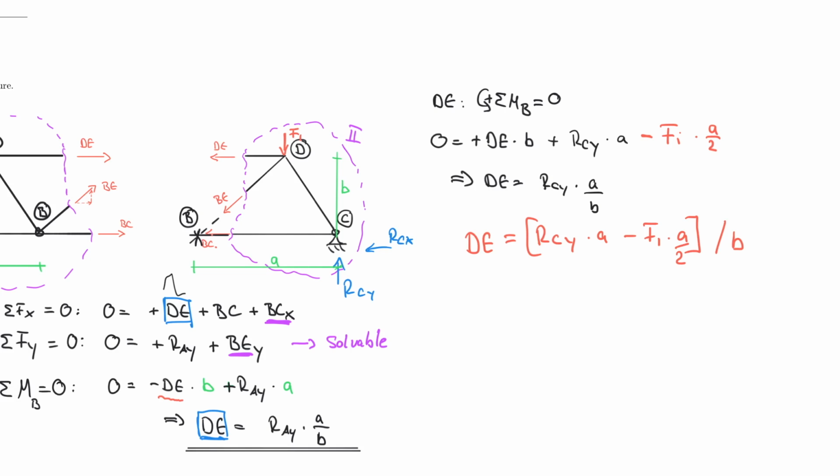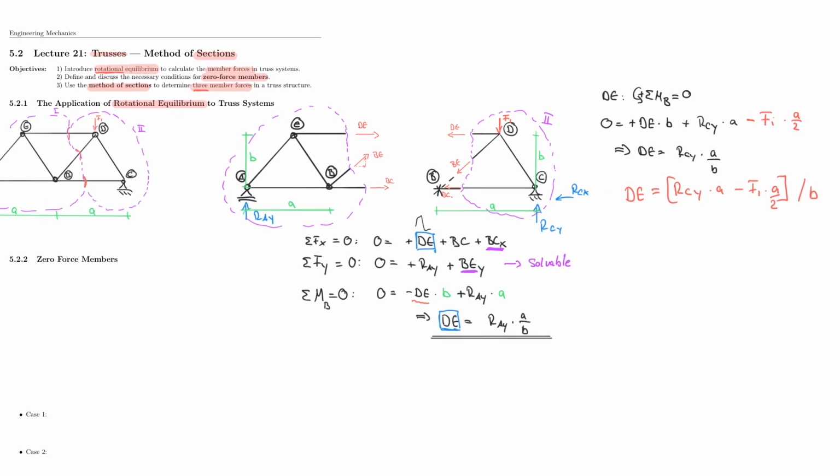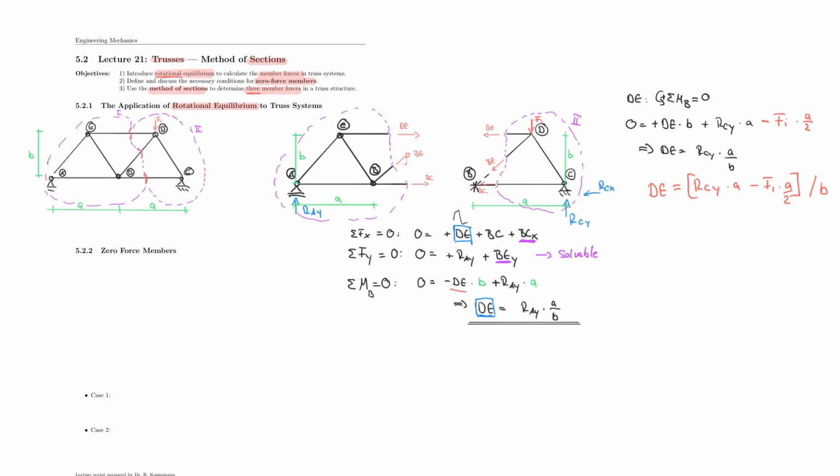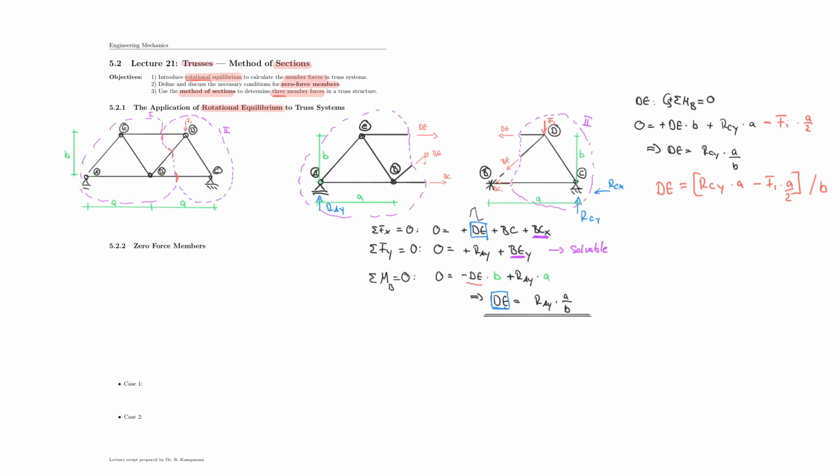But I think the general concept gets clear, and that is that you can cut the system anywhere you want, except you have to worry about no more than 3 members. We can only cut through 3 members and not more, because we have only 3 equilibrium conditions. But as long as you cut through any 3 members, preferably such that 2 meet in 1 point, then you can always apply this method. And that is the method of sections conceptually.